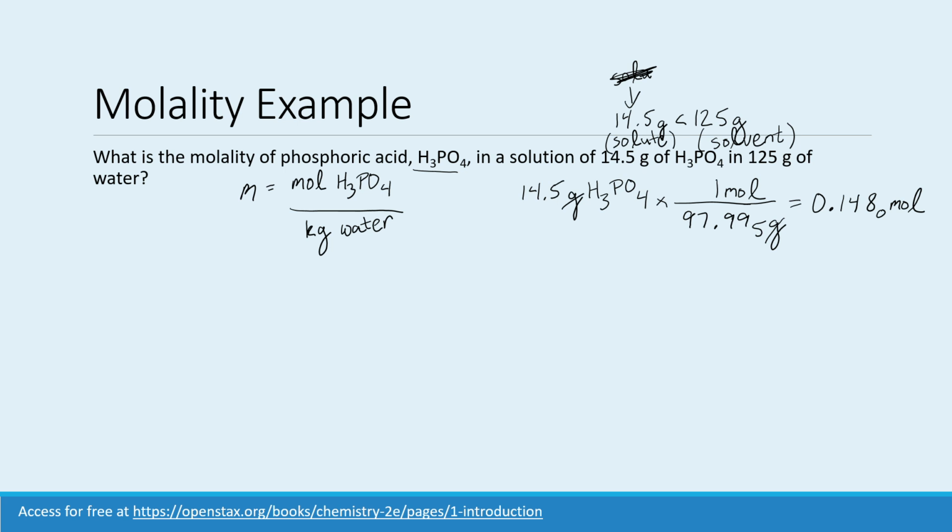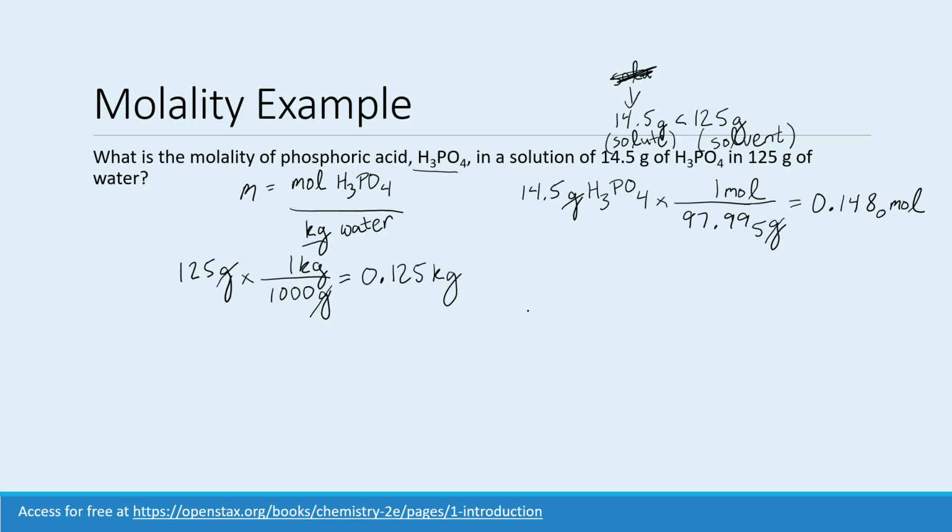Now, they give us the grams of our solvent, but of course we need it in kilograms, and so remember there's 1,000 grams in 1 kilogram, so we've got 125 grams, and then there's 1,000, so we need to divide by 1,000 per 1 kilogram. Okay, so basically we're going to move that decimal over 3 places to the left and get 0.125 kilograms of our solvent. So now we have the moles and the kilograms.